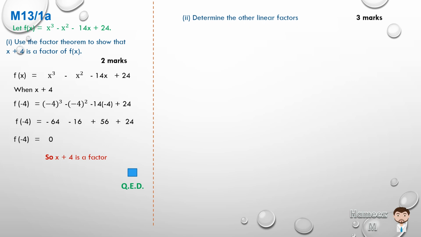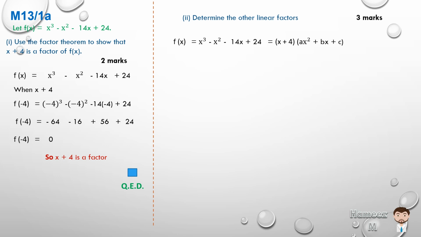Part 2. Determine the other linear factors. So we have a polynomial of degree 3, meaning the highest power of x in it is x to the power 3. Let's write that f of x equal to x cubed minus x squared minus 14x plus 24, which is equal to x plus 4, because that's a factor, times some quadratic. We'll call that ax squared plus bx plus c.